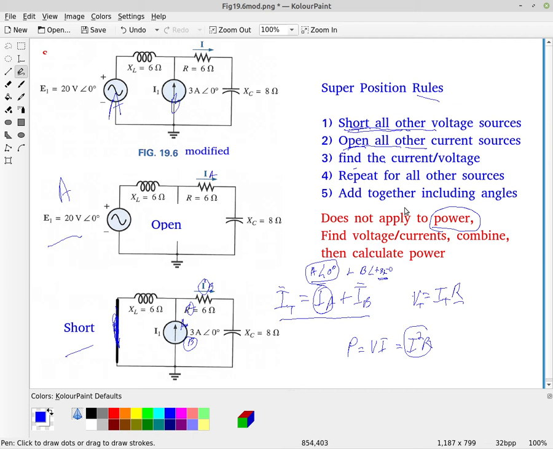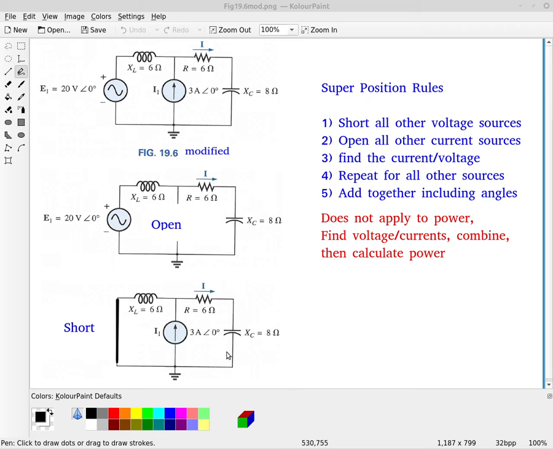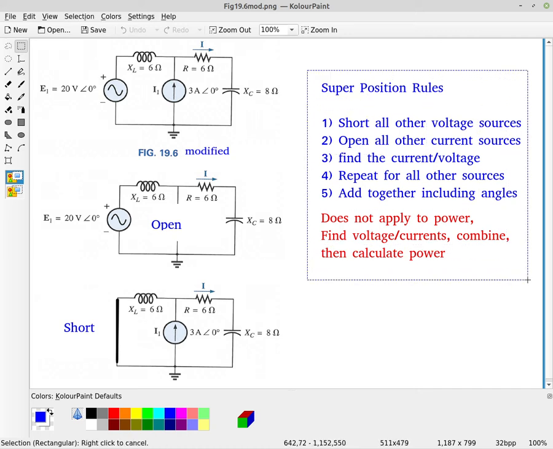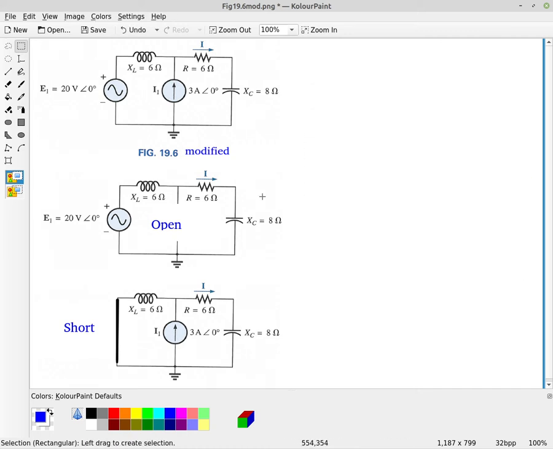So what you need to do is you find your voltage or current, and then if you want to calculate power, you do that after you've found those. Okay, so we've cleaned up the drawing here a little bit. I'm just going to remove these rules now. We're going to go ahead and find the voltage and the current.